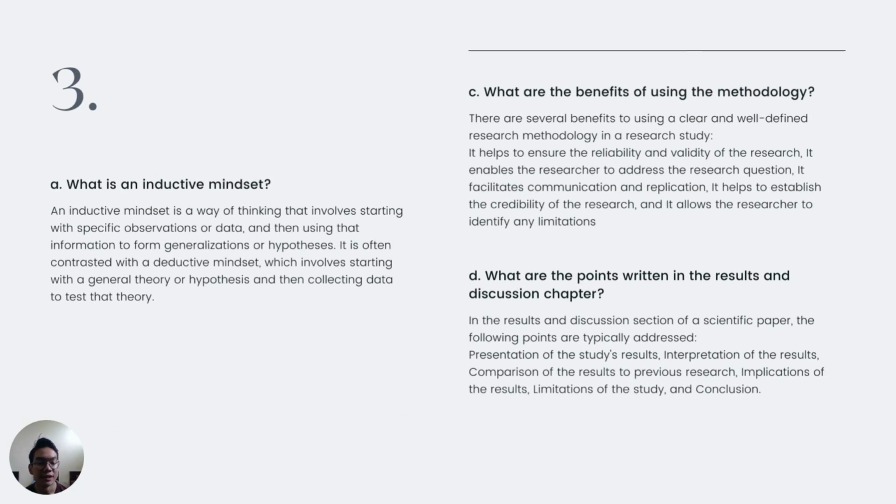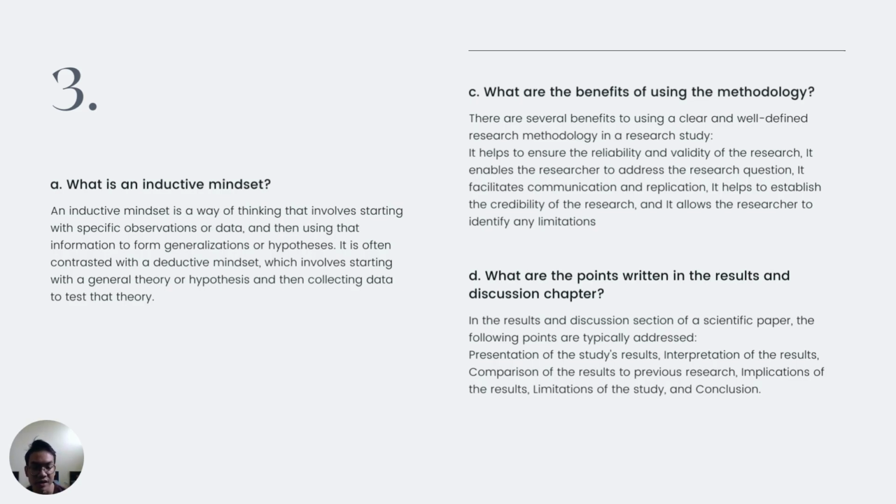So continue with the third, C. What are the benefits of using the methodology? There are several benefits to using a clear and well-defined research methodology in a research study. It helps to ensure the reliability and validity of the research. It enables the researcher to address the research question. It facilitates communication and replication. It helps to establish the credibility of the research, and it allows the researcher to identify any limitations.